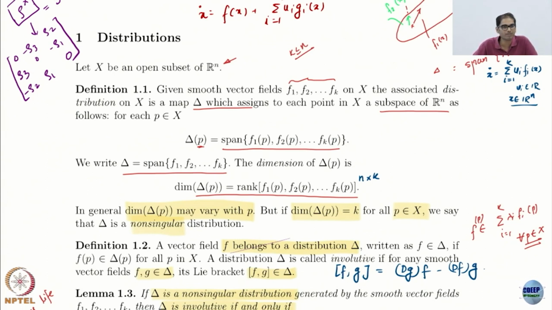So the concept is pretty simple. Instead of vectors, you have vector fields, so you have to plug in a point to get a vector at that point. The distribution is just the span of all these vectors at that point. Rank is just the rank of those vectors at that point. If the rank is independent of the point you plugged in, then it is a non-singular distribution. We will only work with non-singular distributions.